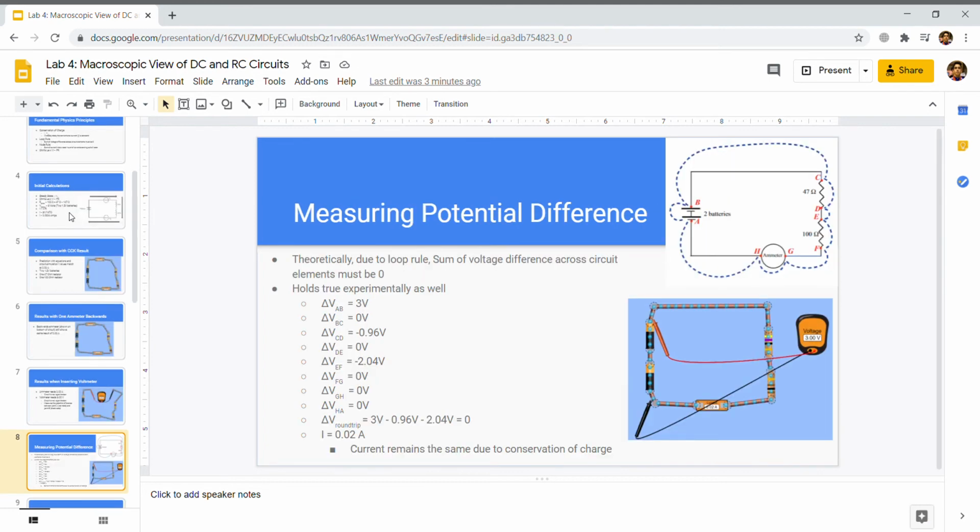Now here we measure the potential difference between various spots as shown in the top right corner, and theoretically, due to the loop rule, the sum of the voltage differences across the circuit elements must be 0. This holds true experimentally as well. When taking different measurements between potential difference points, we find at points A, B, C, D, and E, F, we have values that are non-zero. When you add them all together and find the voltage round trip, you find the voltage to be 0, holding true with the loop rule. And once again, the current is still 0.02 amps because the current is going to remain the same due to the conservation of charge.